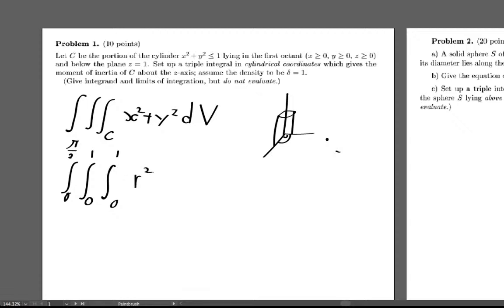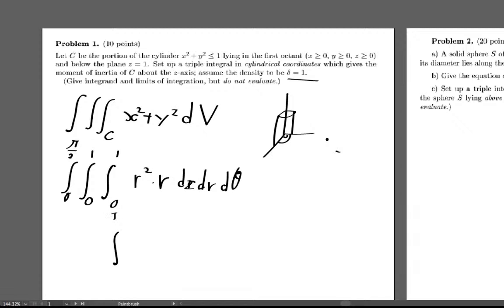But then now we want to convert this dV into dz, dr, d theta, and that means that you need to multiply this again by r, with dz, dr, d theta. By the way, in here we got the density to be 1, so it is just multiplying by 1 again, so we just ignore it straight away.